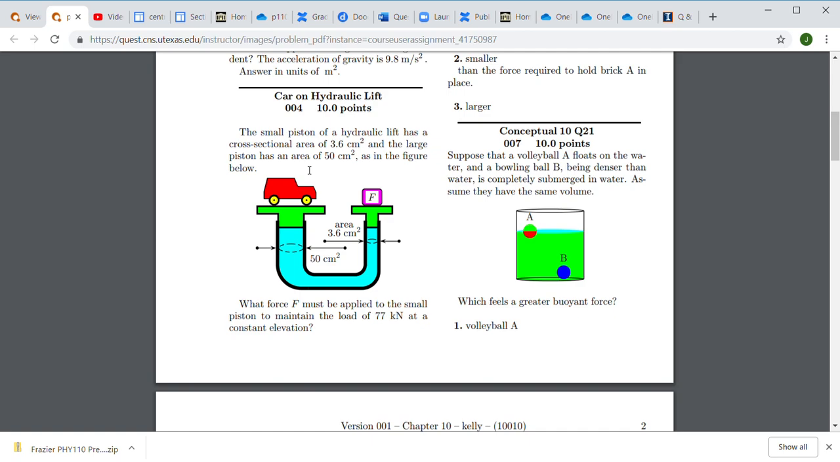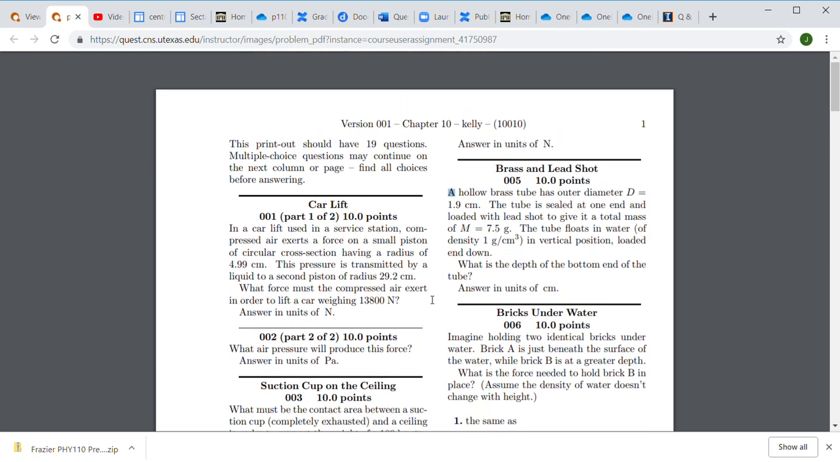And the idea is we're going to use the force divided by area here. The pressure at this surface is equal to the pressure at this surface. That means force divided by area here is equal to force divided by area over here. So we know this force, we want to know this. This is our unknown F times the given A over here is equal to the known F, which is 77,000 newtons, times the known A over here, and we can solve for the F that must be applied.